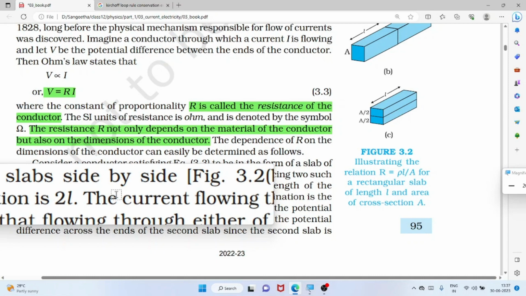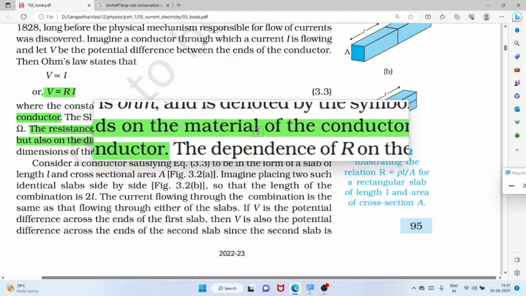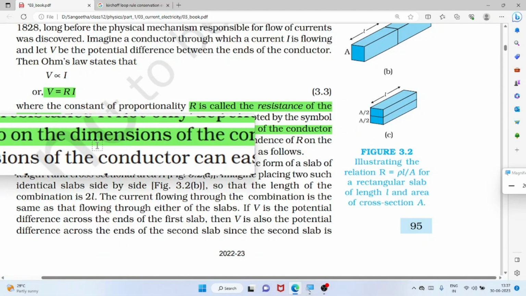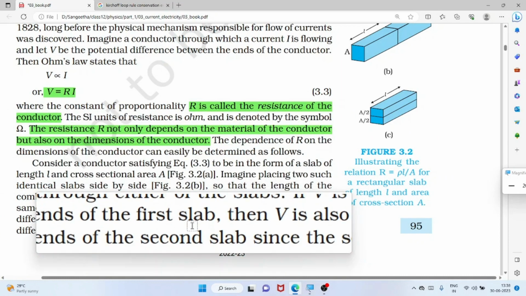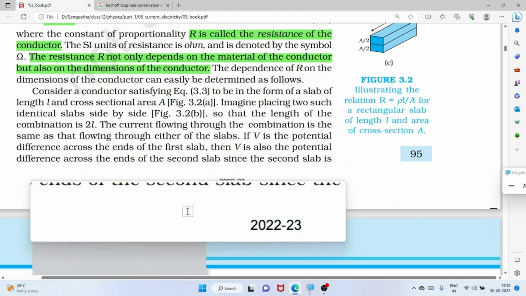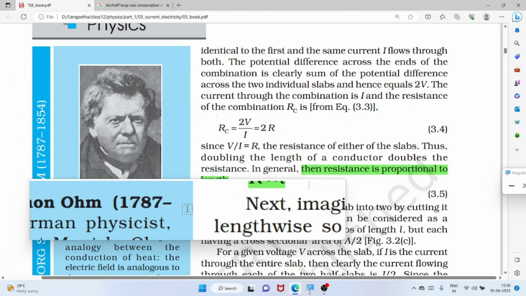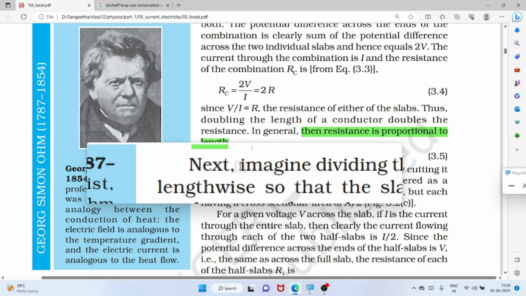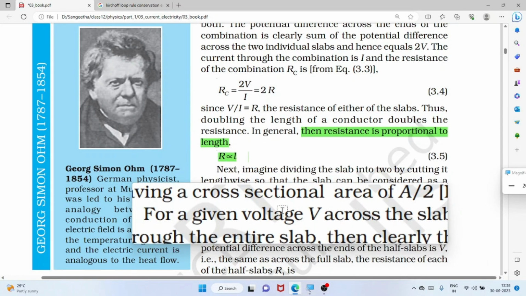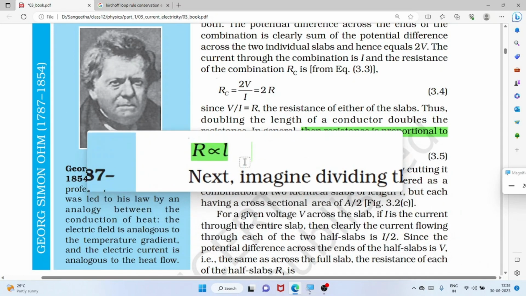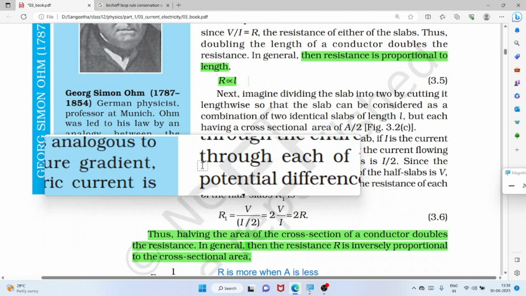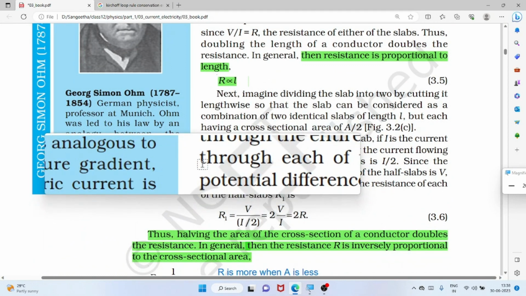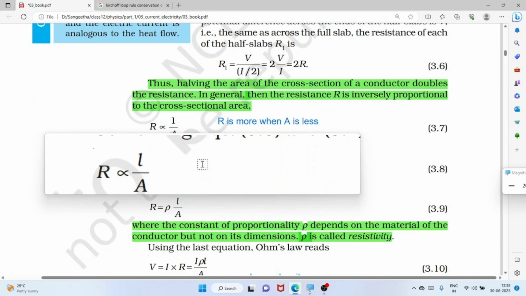Resistance depends not only on the material of the conductor, but also on the dimensions of the conductor. The resistance is directly proportional to the length. More length means more resistance.